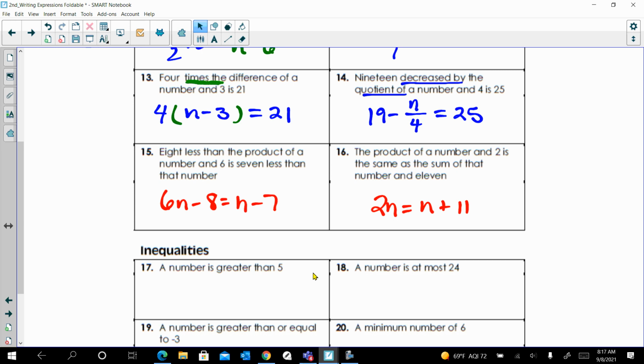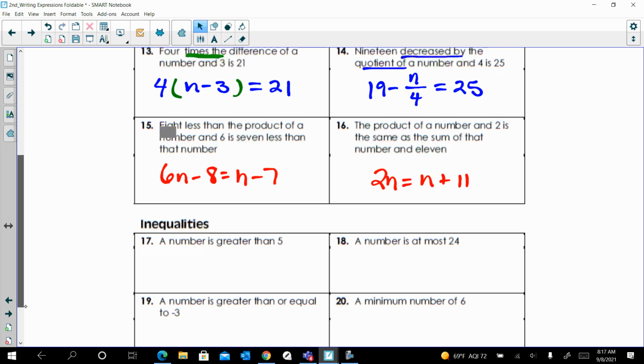Okay, so we ended with writing equations. We're going to finish inequalities and then a mixed practice. And then we're going to look at some formulas at the very end, okay? Some real world application.